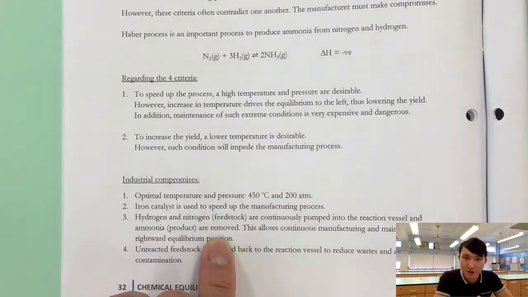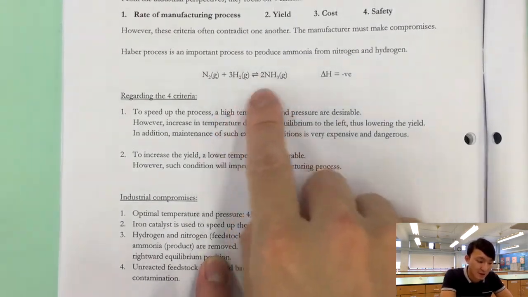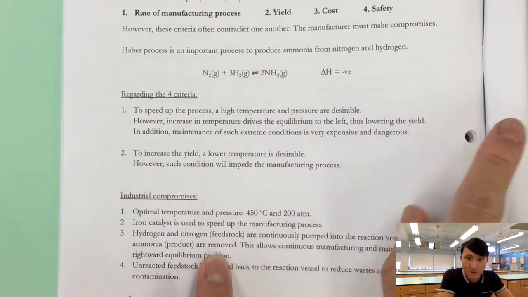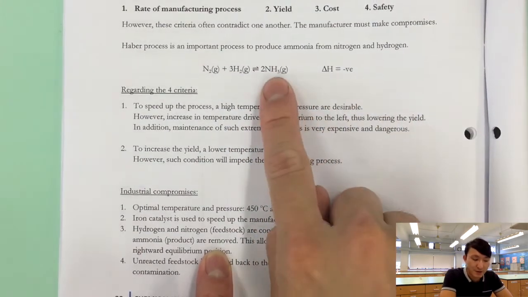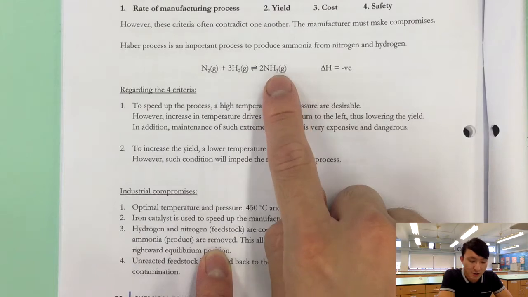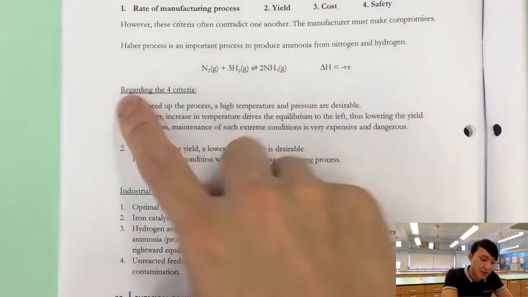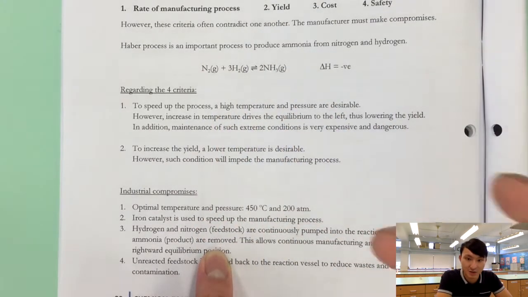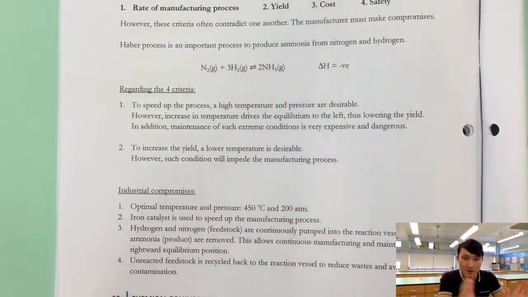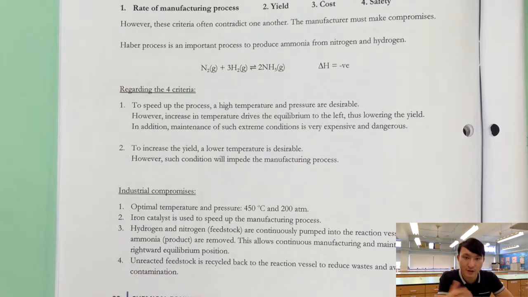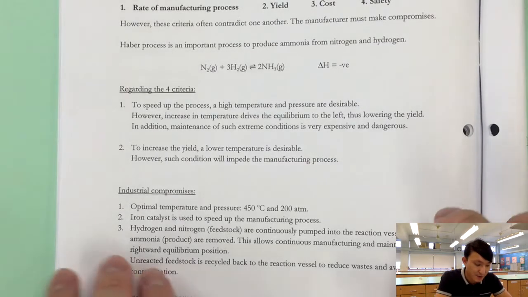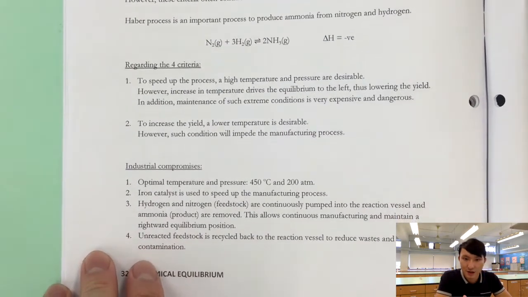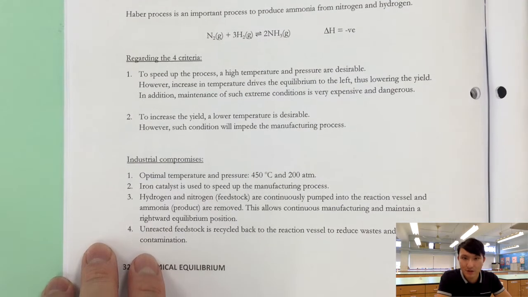But we do so because we keep making the equilibrium favor the forward reaction. Because we take away the ammonia, the product concentration decreases, and you keep pumping in the nitrogen and hydrogen, so you keep increasing the reactant concentration. So the equilibrium will keep shifting to the right, favoring the production of products. So these are some methods to increase the yield.